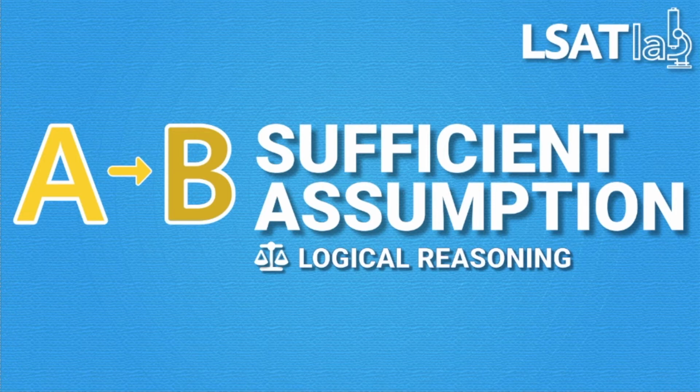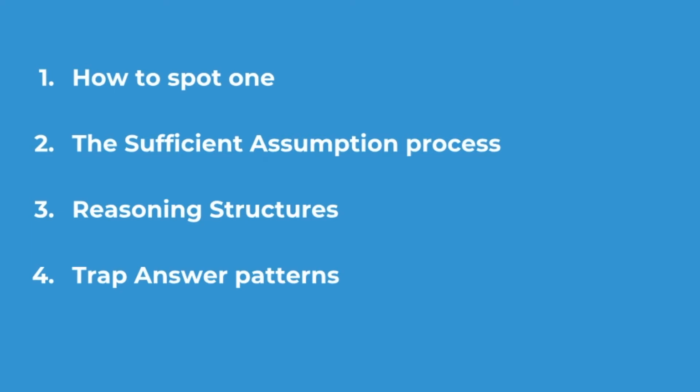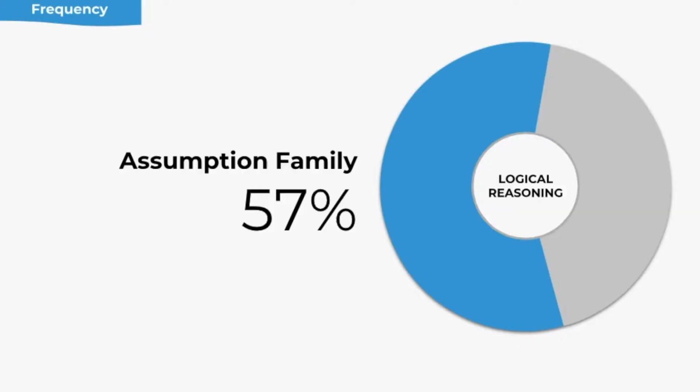Today's lesson is on sufficient assumption questions in the logical reasoning section. When we're working on sufficient assumption questions, what we want to cover today is how to spot one first. What's the process that you want to take when you're working on a sufficient assumption question? What are the kinds of reasoning structures that are going to be prevalent within this particular question type? And the trap answers that you want to be on the lookout for.